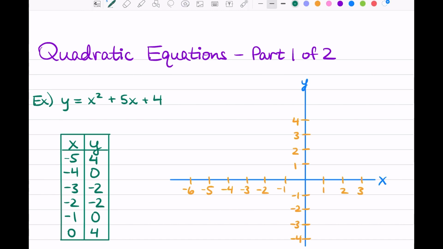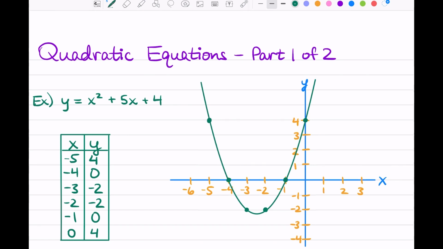We have x equals negative 5, y equals 4, x equals negative 4, y equals 0, x equals negative 3, y equals negative 2, x equals negative 2, y equals negative 2, x equals negative 1, y equals 0, and x equals 0, y equals 4. Each of these points is a solution to our quadratic equation, and if we connect the dots, we'll see that they form a curved shape, which we call a parabola.